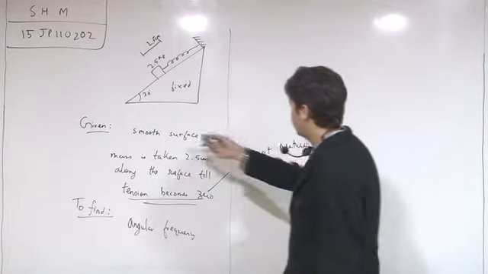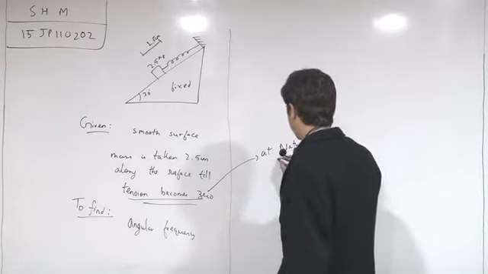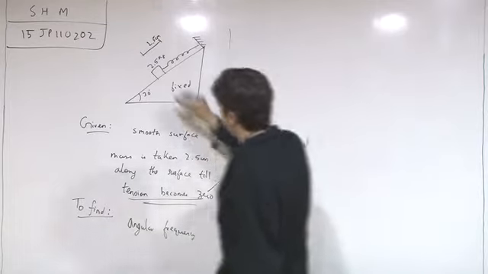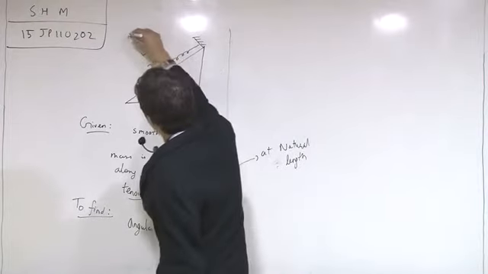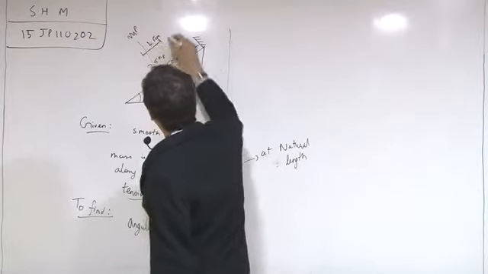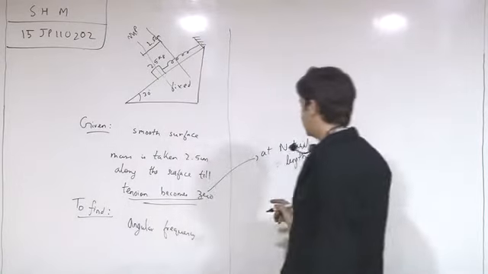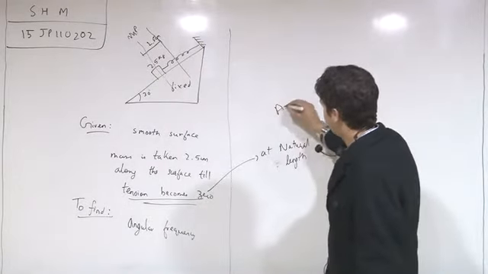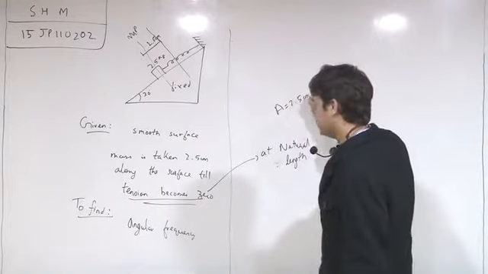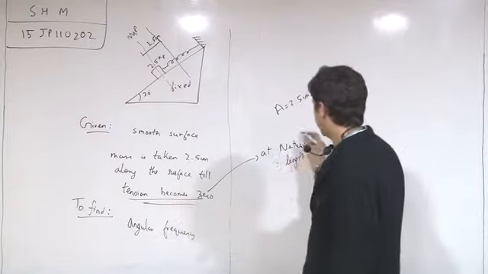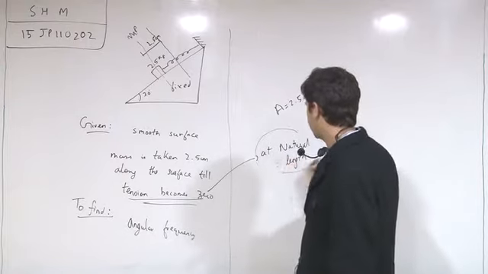So the block is taken up to the natural length of the spring. Currently it is at mean position. It is in equilibrium, the net force is zero, and we are taking it to its natural length. So we can say that the amplitude here is 2.5 centimeter. That's one way of saying it. So the tension becomes zero, and the block is at natural length.